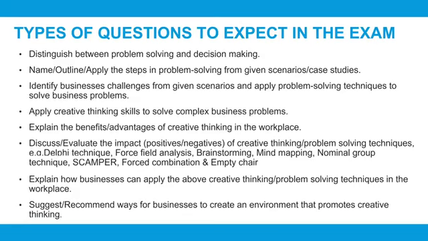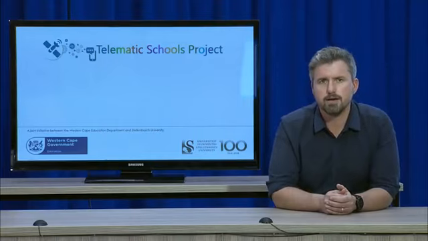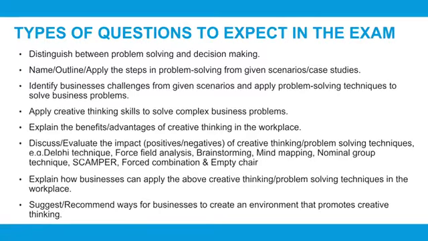For example, name would be one mark questions, where you will receive 1 mark for each of those statements that you've made, whereas outline and apply are slightly higher order questions, so you can expect that. Then we move on to identify business challenges from given scenarios and apply the problem-solving techniques to solve business problems. So very similar to the previous one, also based on a case study.